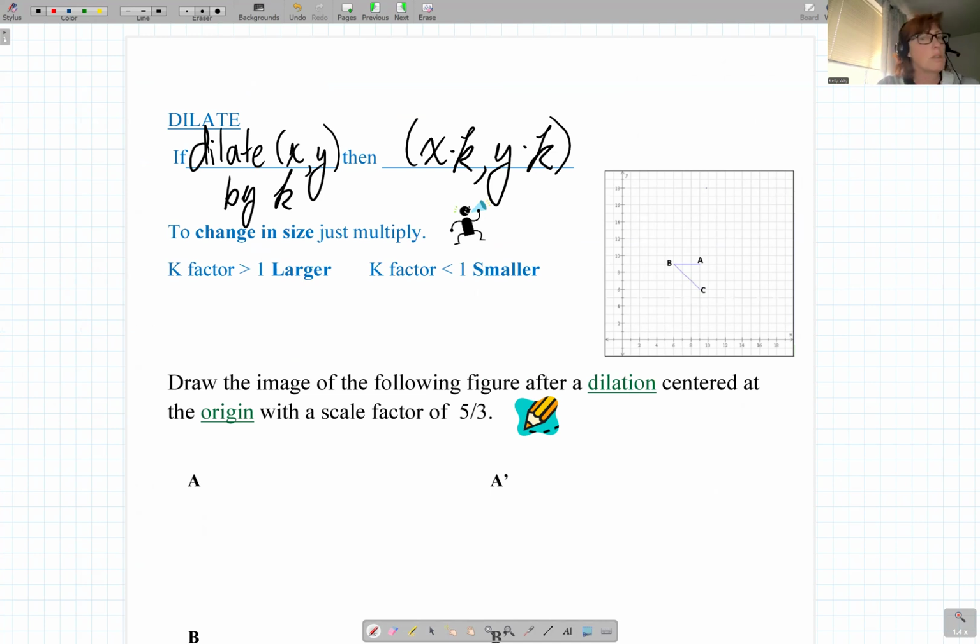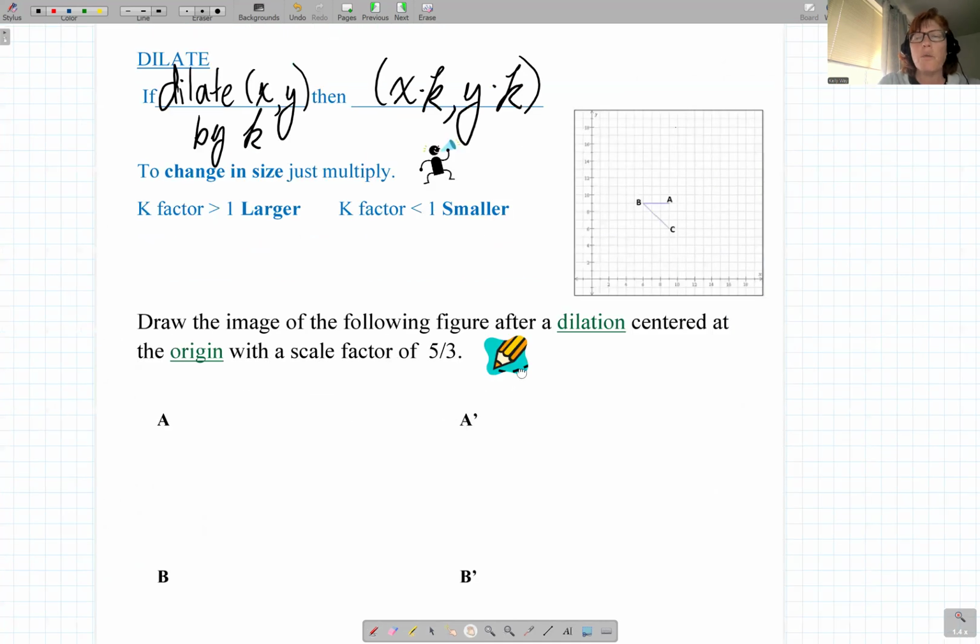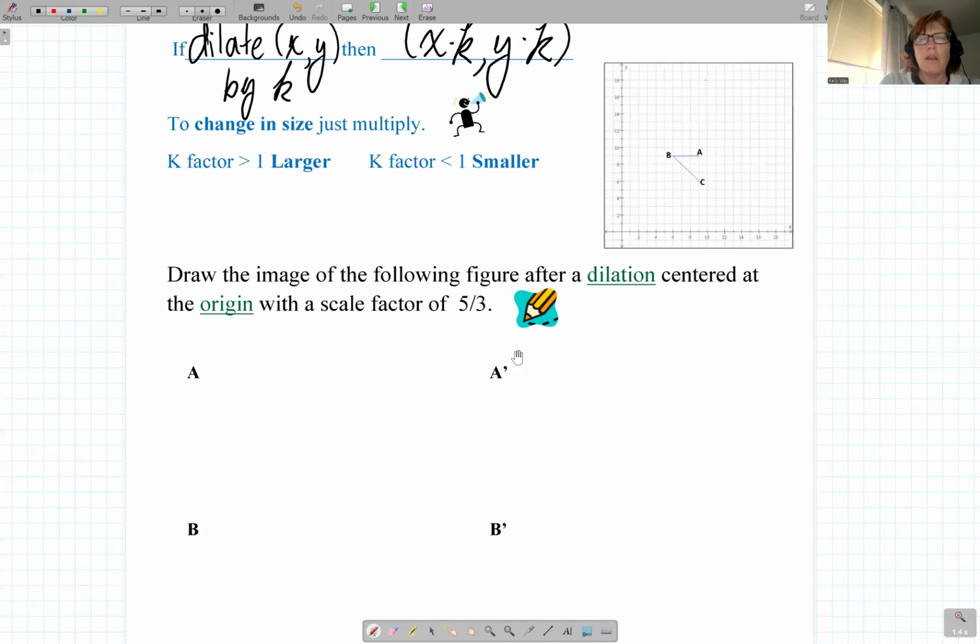All right, we're going to do just a couple examples and we're done here. We're going to take this image on the right, ABC, and we're going to dilate from the origin, which means our origin is going to be our center point of dilation, with a scale factor of 5/3. Now, 5/3 is our K here. So first we need to get our points.